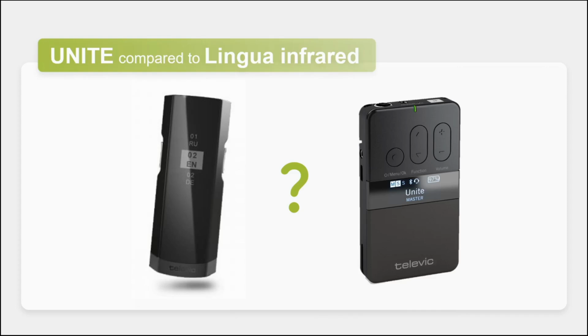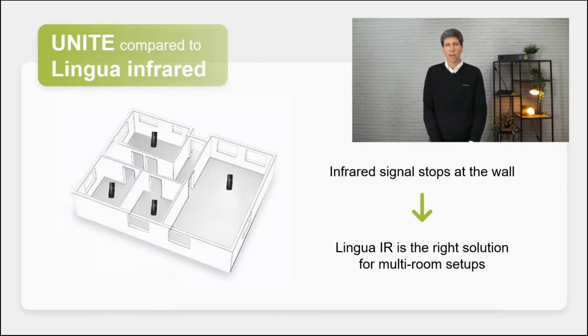Okay, so I have shown you Unite infrared. The question might pop up, what is the difference and when do you use infrared or when do you use the DECT technology of Unite? Well, if we look at infrared, the signal stops at the wall. That means when you have a wall, you can't receive the language from an adjacent room. So it also has the perceived security. If you are in another room, there is no way that you can eavesdrop on that signal.